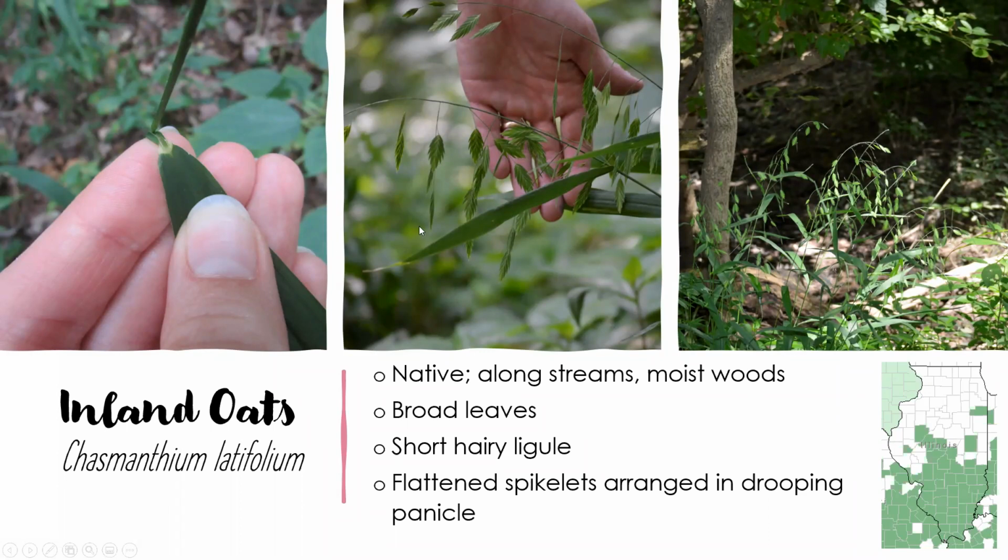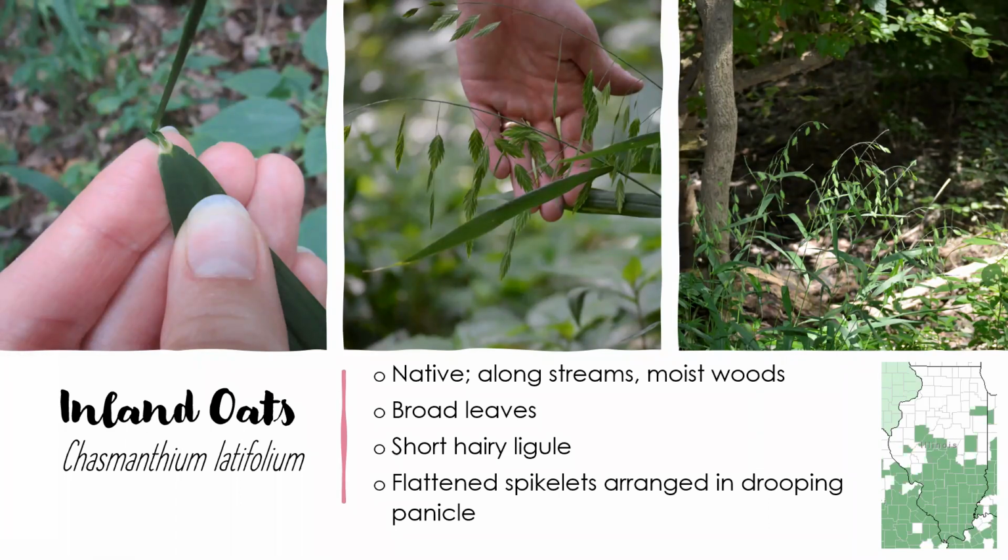And then the most distinctive part of this grass is these flattened spikelets arranged in a drooping panicle. Okay, so you can see that drooping nature of the panicle here. And we can see a side view of one of those spikelets here that's really flattened, okay? If you hold it in your hand, you can really feel how flat they are.